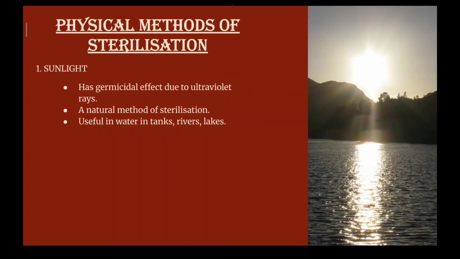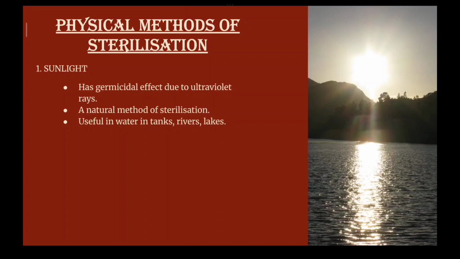The first type of physical method of sterilization is sunlight. It has a germicidal effect due to the ultraviolet rays, it is a natural method of sterilization, and it is useful in water tanks, rivers, and lakes. In olden days, sunlight was used to dry up all the materials used in homes. They used to keep them outside in the sun. It was a method of sterilizing articles back in those days because of the germicidal effect, that is, germs can be killed by the ultraviolet rays produced by the sunlight.